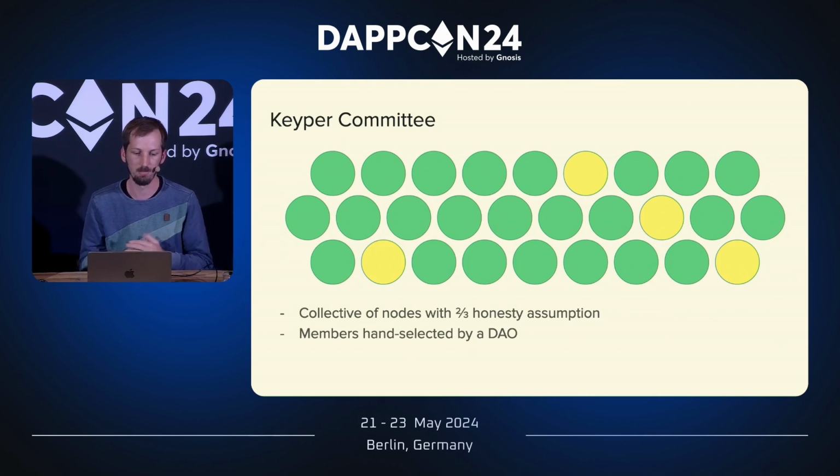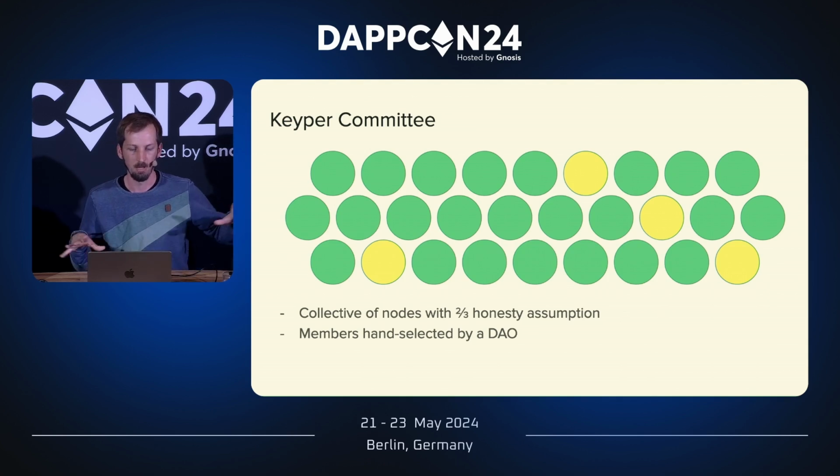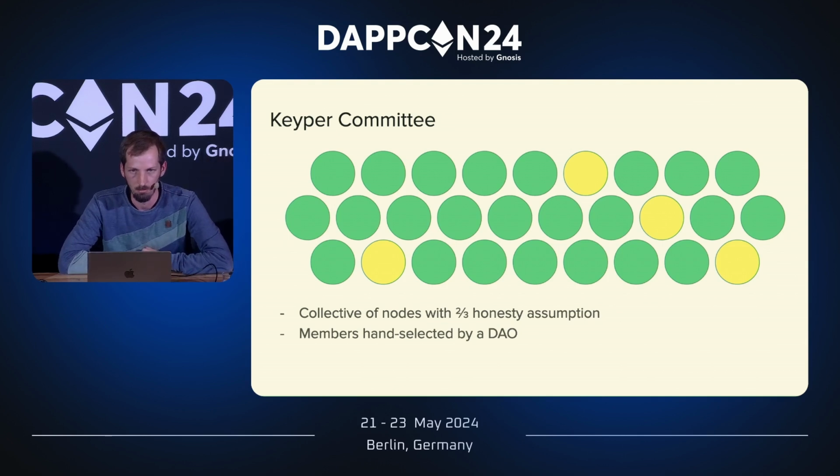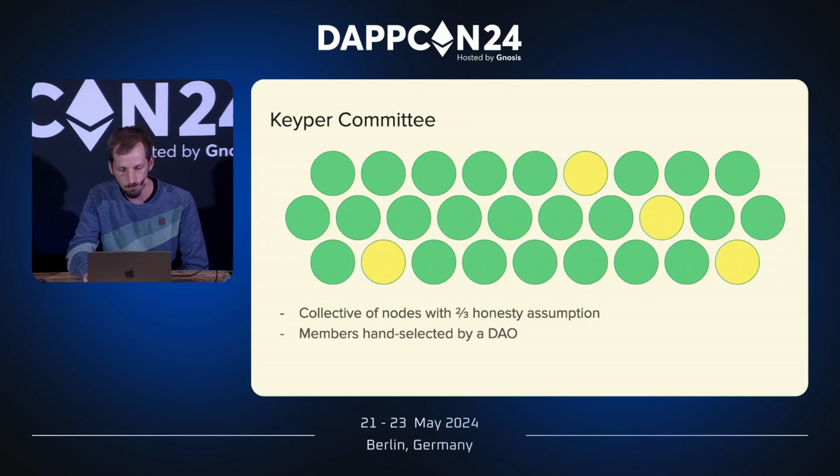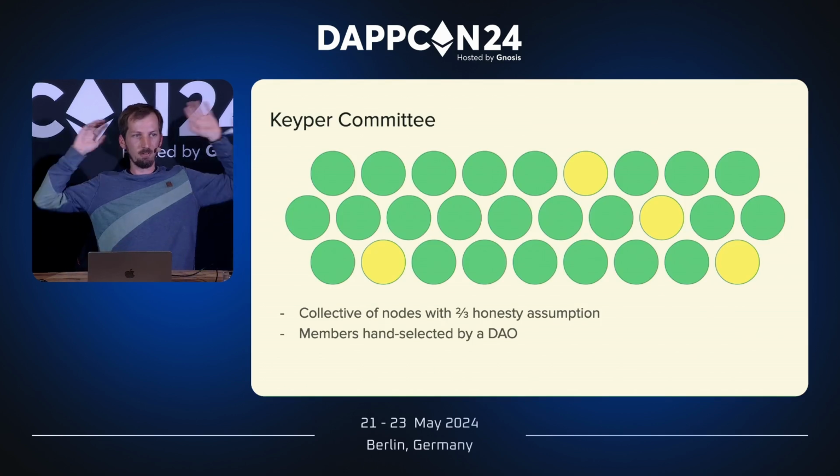And to make sure that these members are honest, we have a subjective selection process. We have a DAO, so the Shutter DAO selects these members. They make sure that they come from different backgrounds, maybe some companies, maybe some individuals. And if they have the feeling that some of these members are dishonest, they kick them out. Yes, so this was the general principle of how it works.